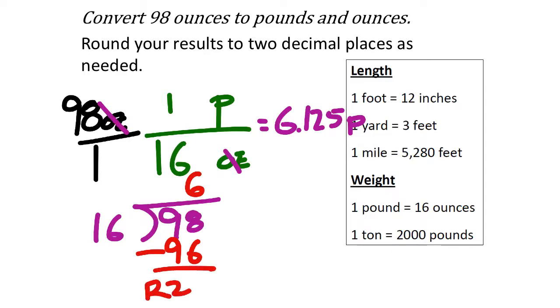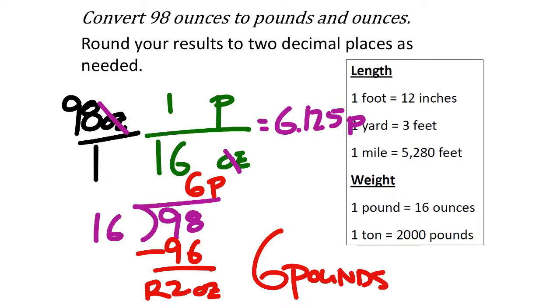So the 6 there, that's how many pounds it is. The remainder 2, that's how many ounces. So we get 6 pounds. I'll write that out. And these 2 ounces down here. 98 ounces is the same as 6 pounds, 2 ounces.